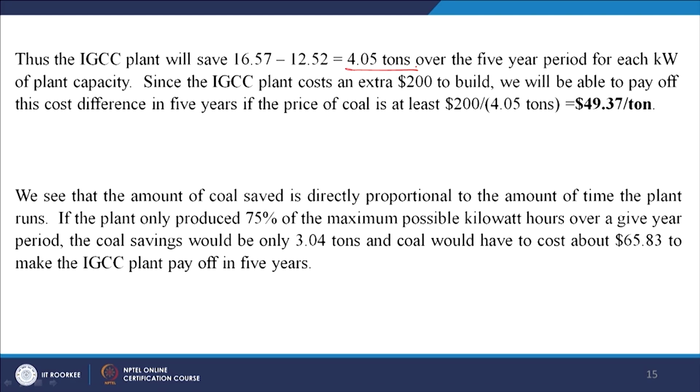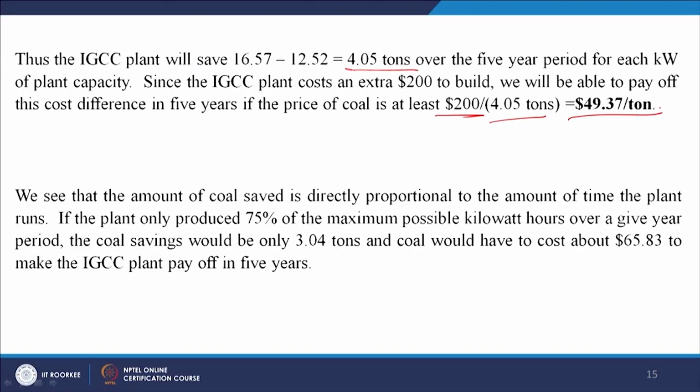So, what will be the cost of it? That will be the 200 we have to save from this, that is the 4.05 tons. So, $200 by 4.05 tons, that is equal to $49.37 per ton. So, that was the question which was asked. So, we have solved it now.